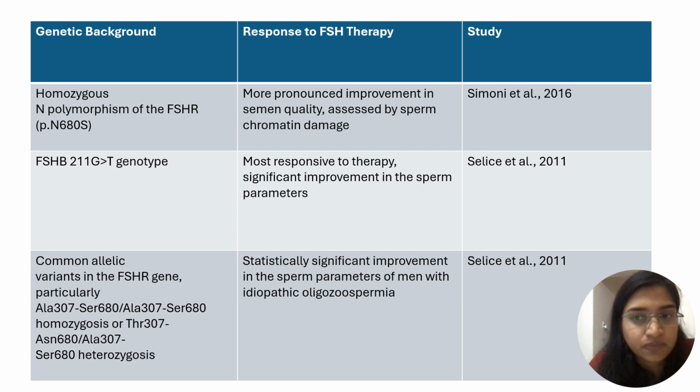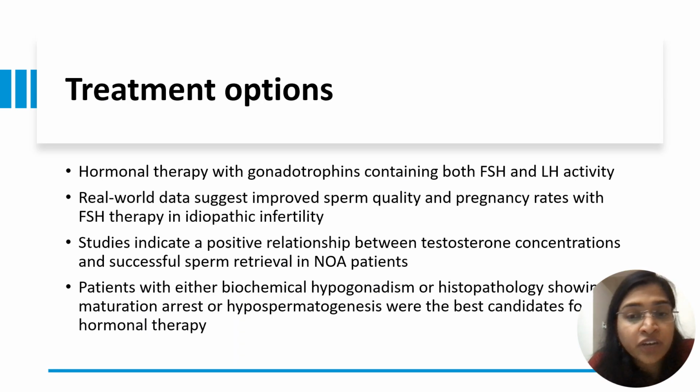These are the genetic backgrounds that can affect the response to FSH therapy, and it has been shown in many studies. Now for Aphrodite group 3, what they have suggested as treatment options is hormonal therapy with gonadotropins containing both FSH and LH activity. Real world data suggests improved sperm quality and pregnancy rates with FSH therapy in idiopathic infertility. Studies indicate a positive relationship between testosterone concentration and successful sperm retrieval in non-obstructive azoospermia patients. Patients with either biochemical hypogonadism or histopathology showing maturation arrest or hypospermatogenesis are the best candidates for hormonal therapy.